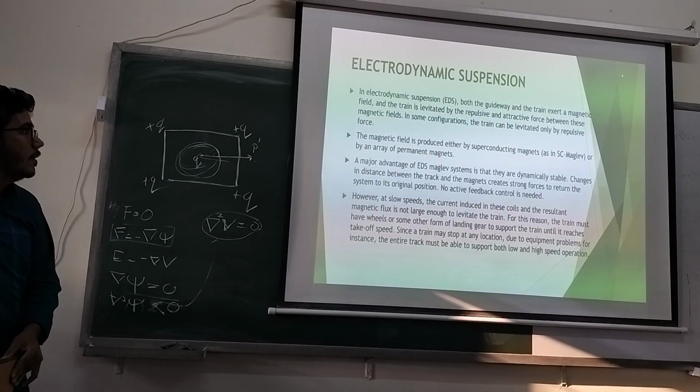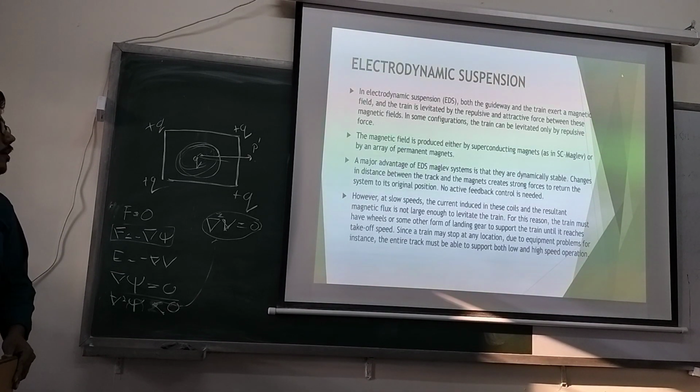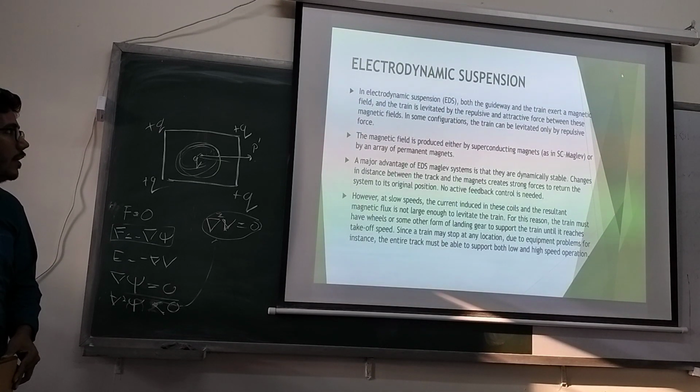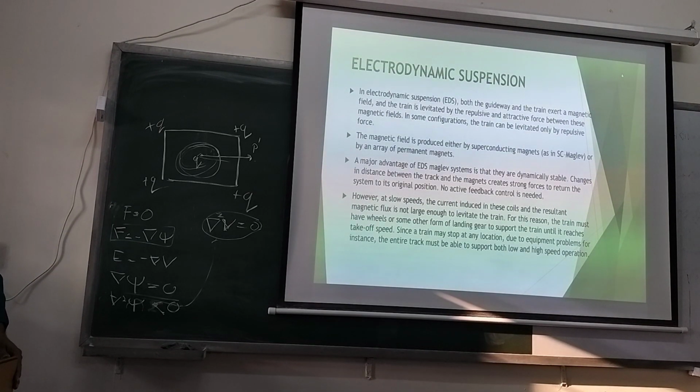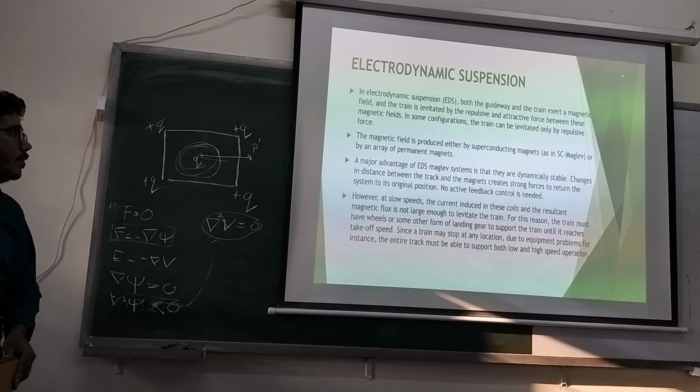Now, electrodynamic suspension. In electrodynamic suspension, both the guideway and the train exert a magnetic field, and the train is levitated by repulsive and attractive forces between the magnetic fields. In some configurations, the train can be levitated only by repulsive forces. The magnetic field is produced by superconducting magnets, as in SC maglev, or by an array of permanent magnets.